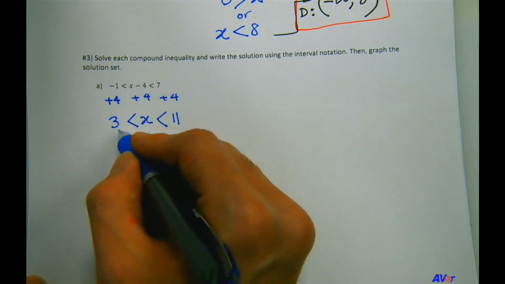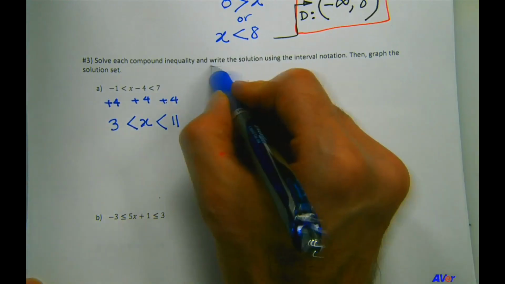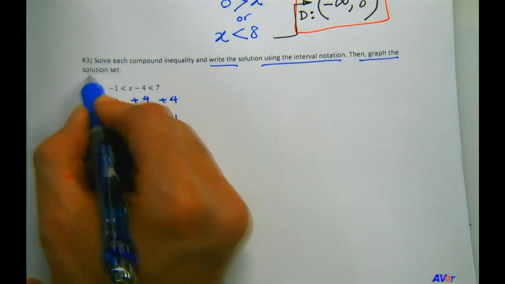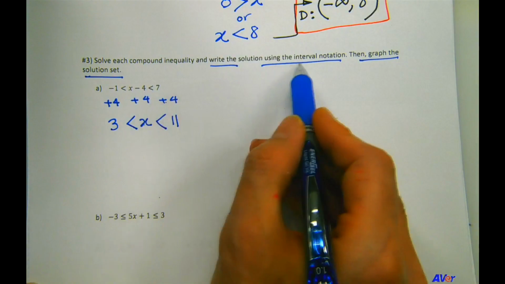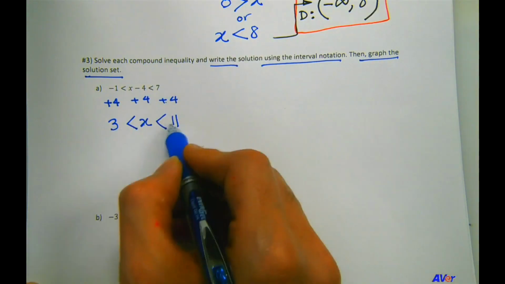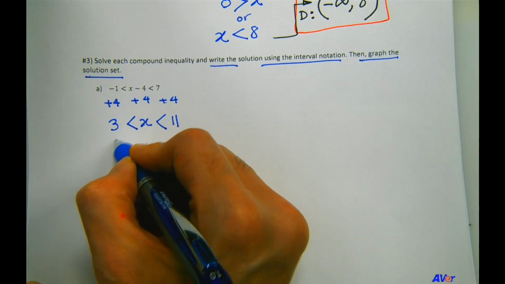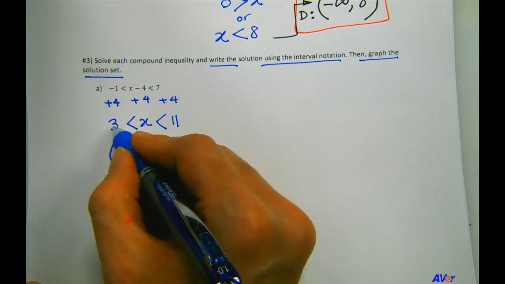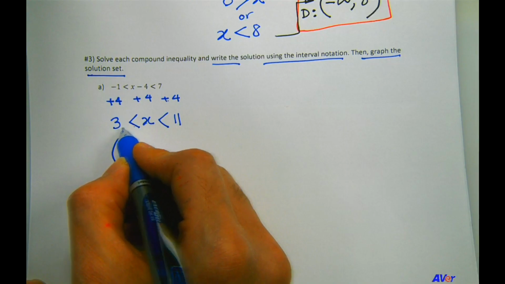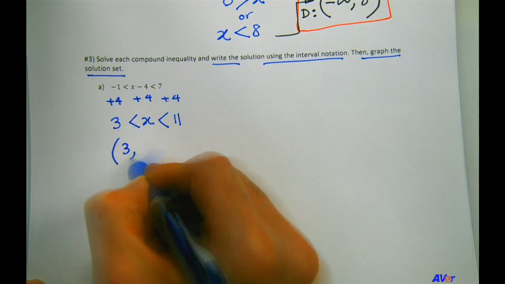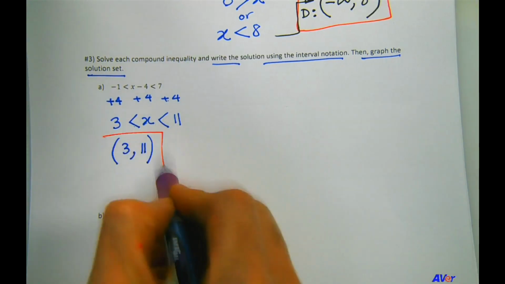So how do we show that? They say, solve this, write the solution using interval notation, then graph the solution set. So we need to do all of that. Using interval notation, how do we show that 3 and 11 are not included? Well, we use the parenthesis. If you put a bracket, that means 3 is part of the solution, but these are strict inequalities. That means these numbers are not part of the solution. So parenthesis 3, comma, 11, another parenthesis.